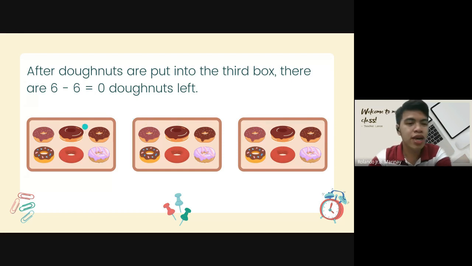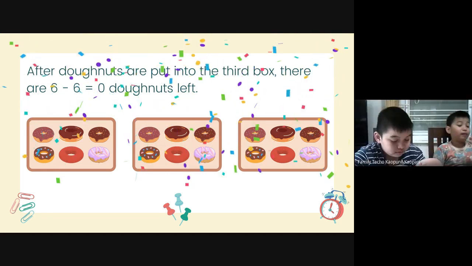So here, how many boxes did we have altogether? How many boxes of donuts did we have? How many boxes of donuts are here? 3. 3, very good. There are 3 boxes of donuts in the picture.